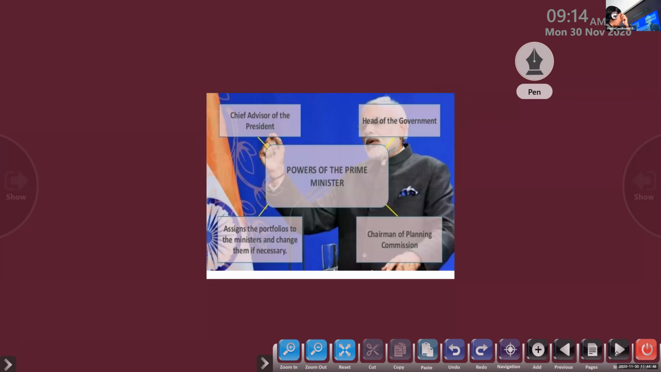Okay, what are the powers of the Prime Minister? He becomes the advisor of the President. He is the head of the government, chairman of the Planning Commission, and assigns the portfolio to the ministers and changes them if necessary.